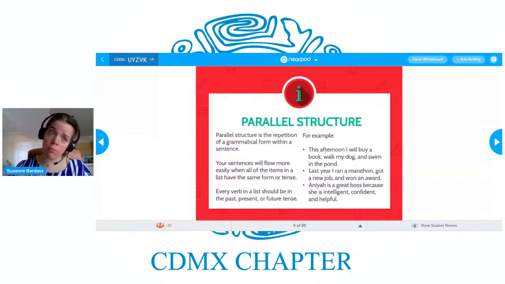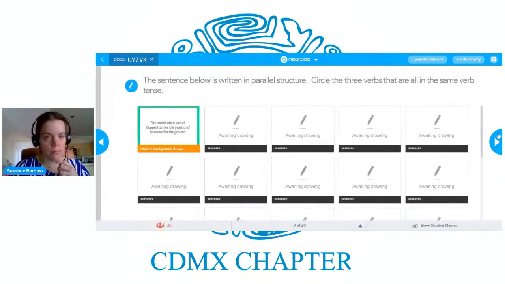If I had time, I would slow down and talk to you about it. Parallel structure is basically repetition of a grammatical form. This afternoon, I will buy a book, walk my dog, swim in the pond. Last year, I ran a marathon, got a new job, won an award. Anaya is a great boss because she's intelligent, confident, helpful. We want to have that very nice, smooth, parallel structure.